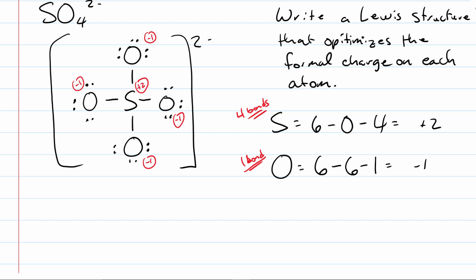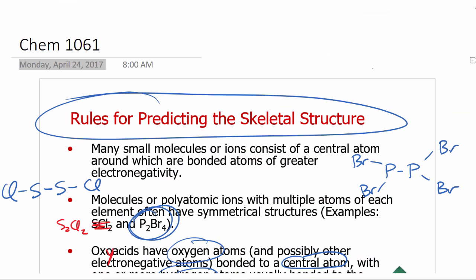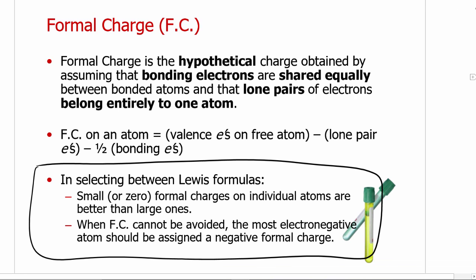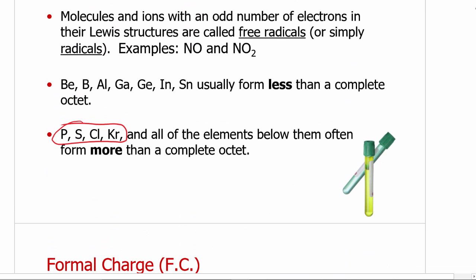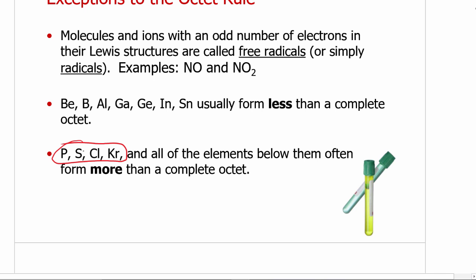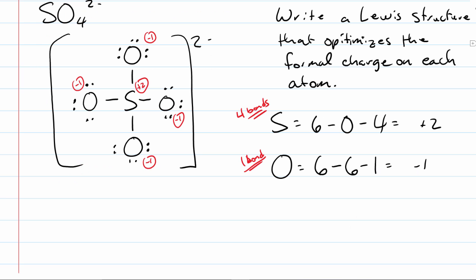So one of the things we should remember now is that sulfur is one of the atoms that can exceed the octet rule. Remember that there are some exceptions to the octet rule, and sulfur here is one of them that can exceed the octet rule. So what we're going to do here now is take one of these lone pairs on the oxygen and move it in and show it as a double bond here on the oxygen.